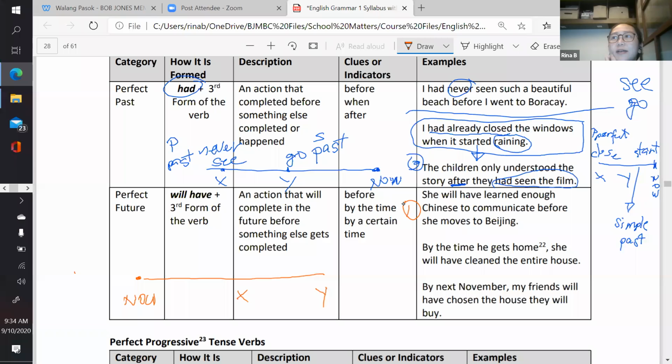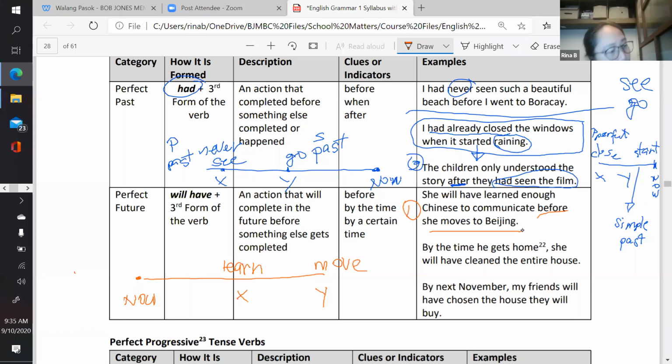So, okay, which is X, Christian? Which is Y? Is that the order? X is learn and move is Y? Yeah? Is that what you're saying? Okay. Right? So before, see? Before she moves to Beijing, the learning Chinese will be completed.